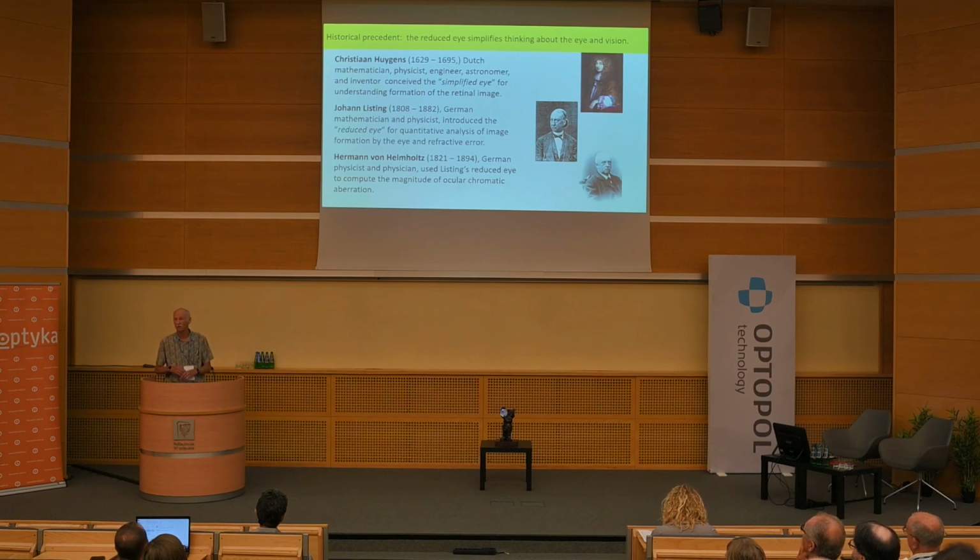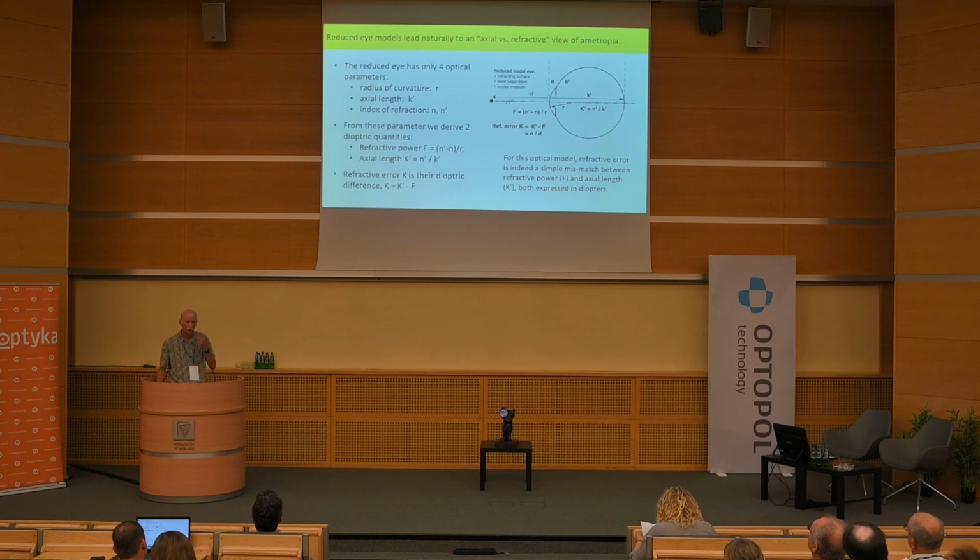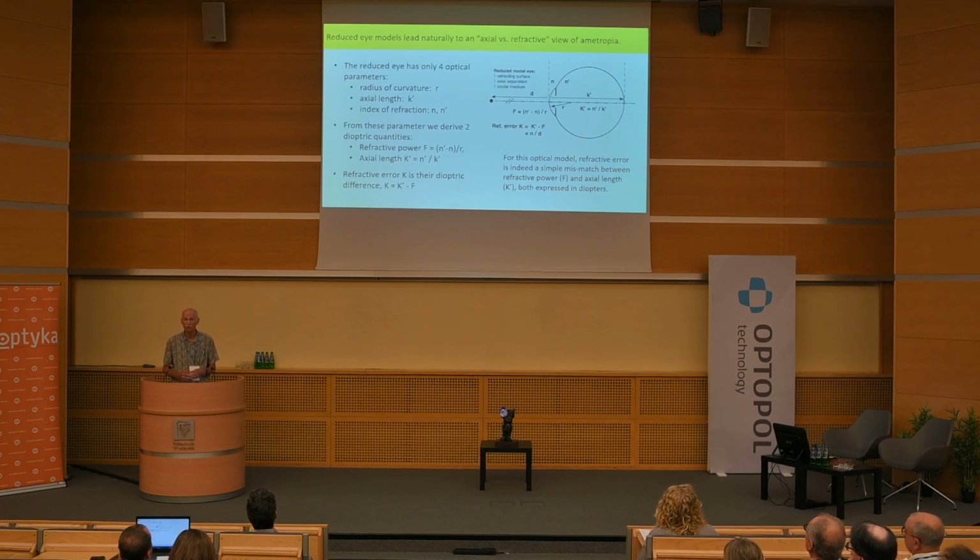Listing developed what he called the reduced eye, in order to basically use the same kind of model to quantify refractive error. And then Helmholtz came along and he used the same kind of model to talk about how refractive error varies with wavelength. So it's got a long history using this simple model. And this kind of model leads naturally to the idea that there's a refractive versus axial competition between these two forces, to see which is the stronger, which one is responsible for developing refractive error.